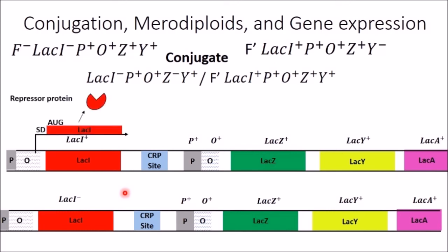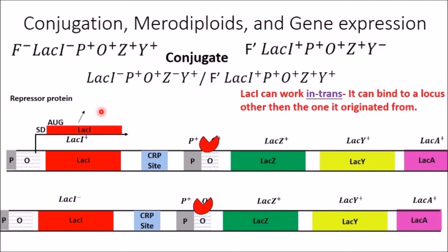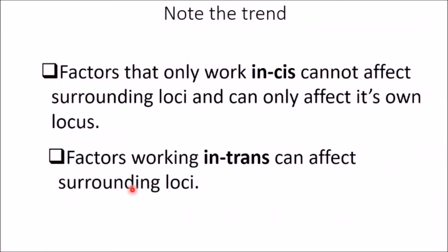So let me show you that. This repressor protein can bind on both the plasmid that it came from, as well as the chromosomal operator sequence. So it can work in trans. It can bind a locus other than the one it originated from. That's what it means when something works in trans. Not everything can do that. LacZ can't do that. The operator can't do that, that's cis. The promoter can't do that. But the lacI protein can. So factors that work only in cis can only affect their own locus. Factors working in trans can affect other loci.